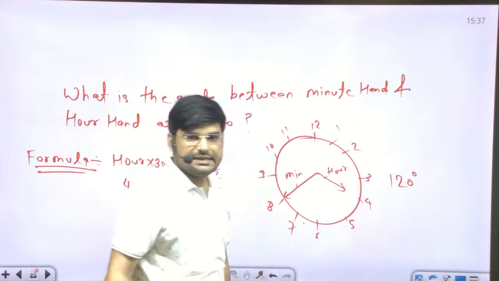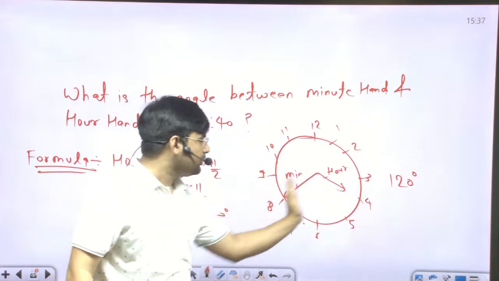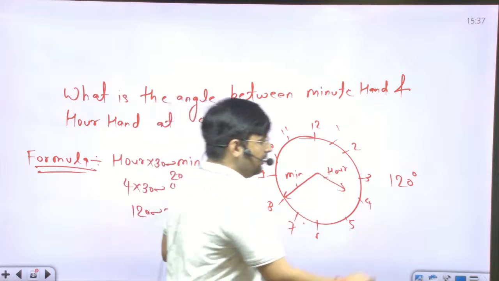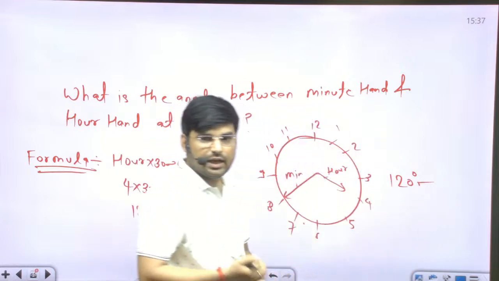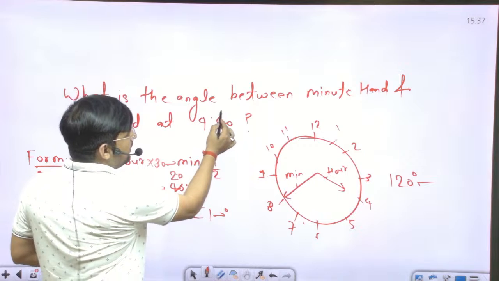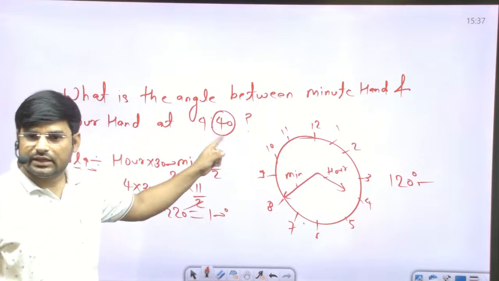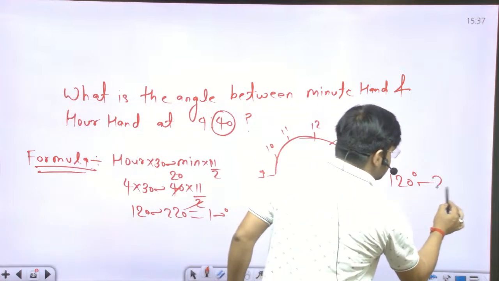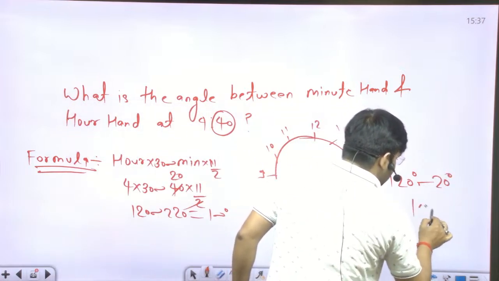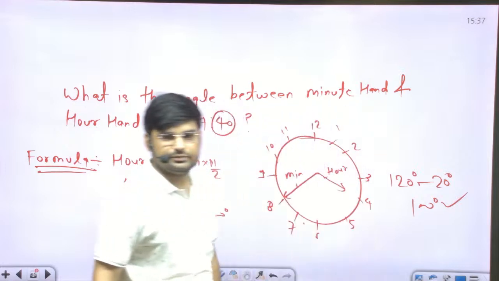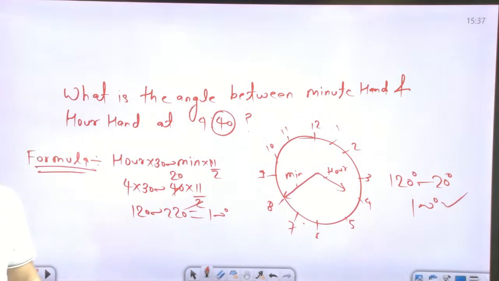If the hour hand is behind the minute hand, we will subtract how many degrees? Half of the minutes. 40 minus half of 40, which is 20. 120 minus 20 degrees, it's 100 degrees. Is it clear? Any doubt?